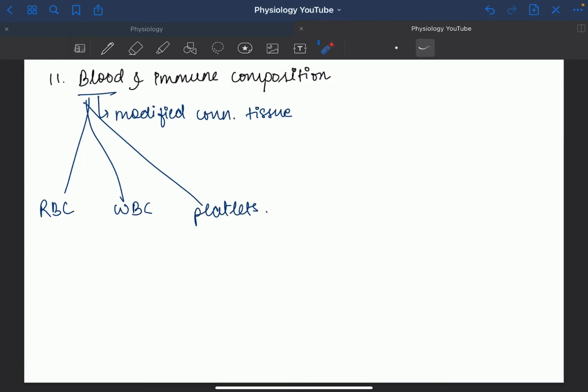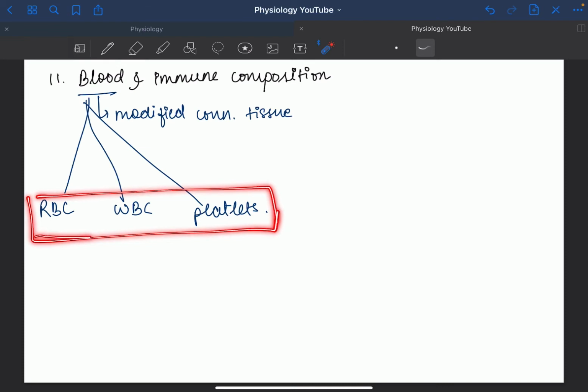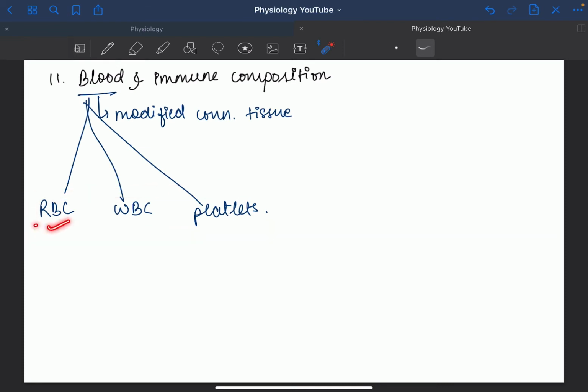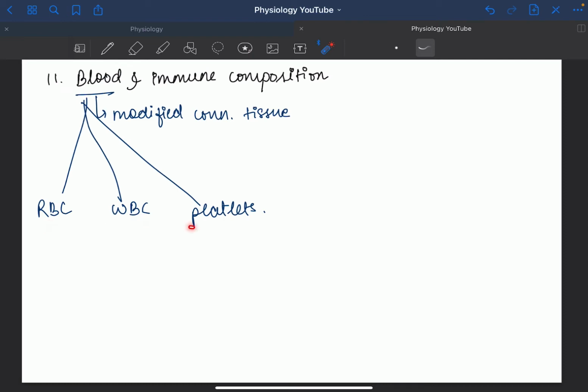Now blood and immune composition. So blood is a modified connective tissue and the circulating blood contains mainly these types of cells, that is RBC, WBC and platelets. So RBC, we know, the red blood cells which carry the oxygen. WBC is for the protection of our body, and platelets is for.